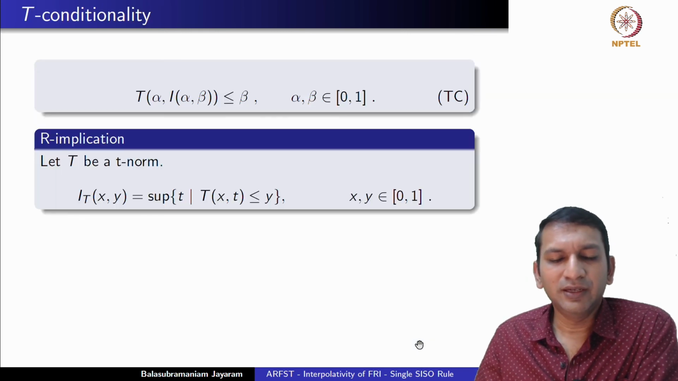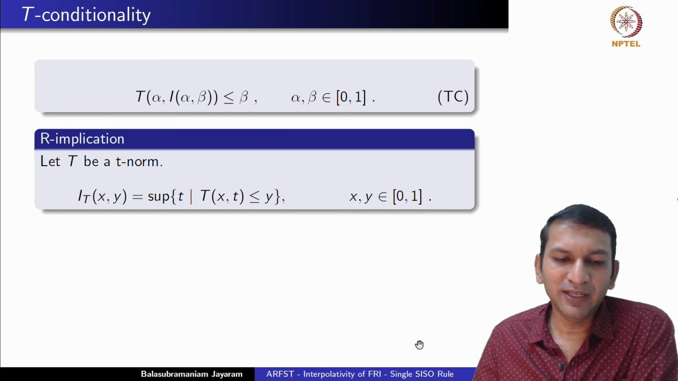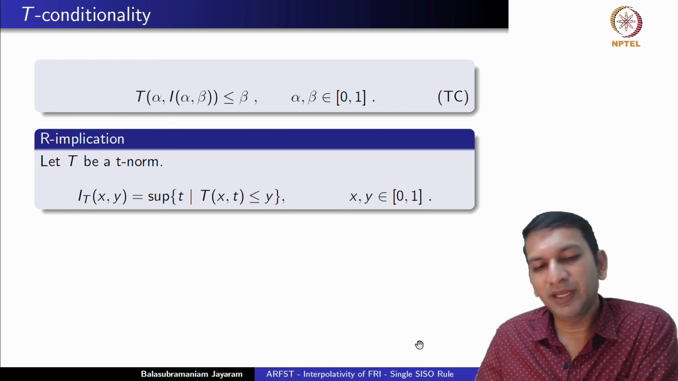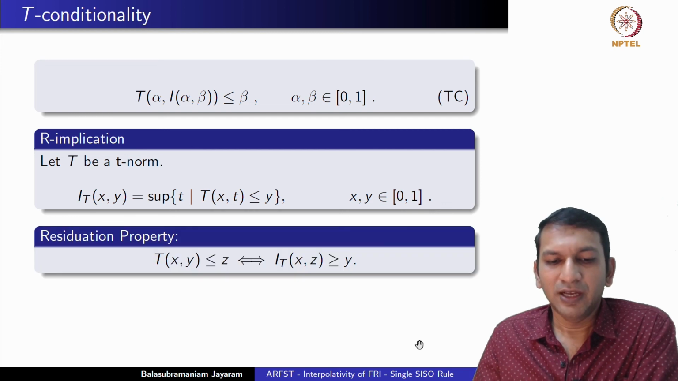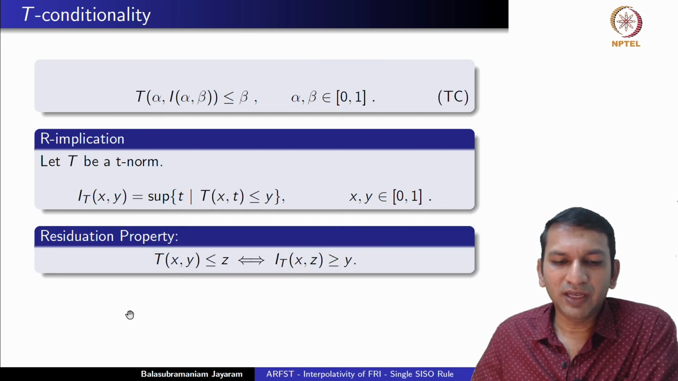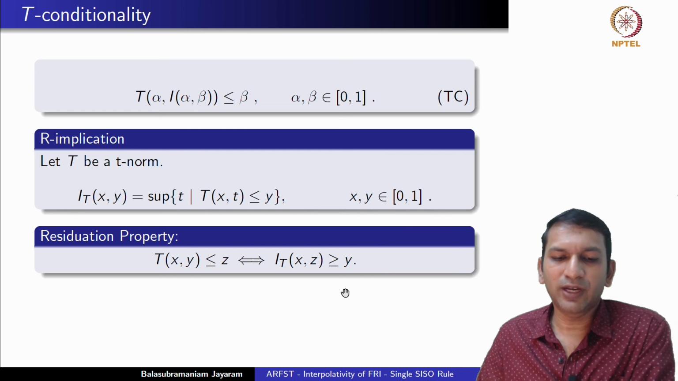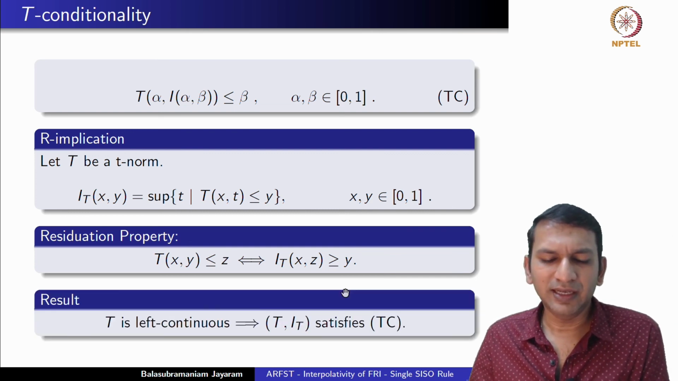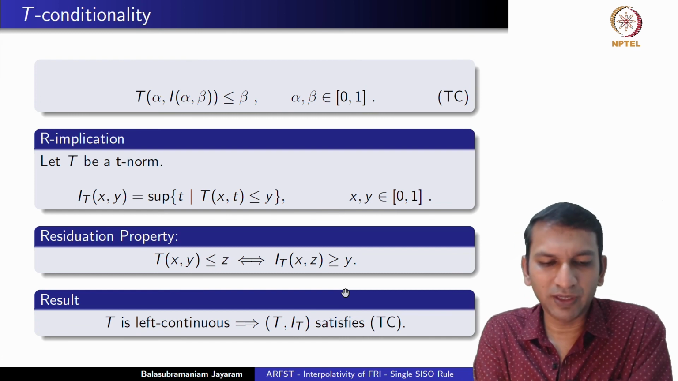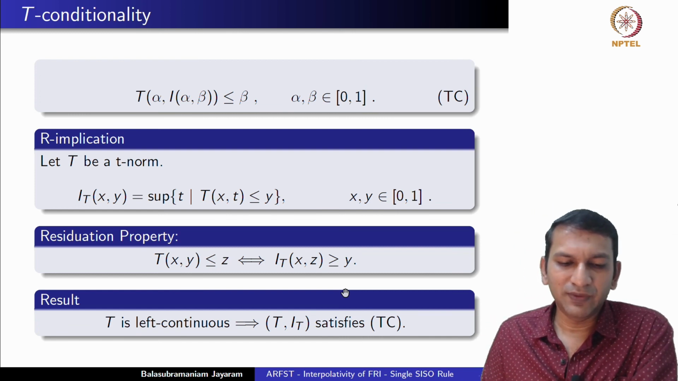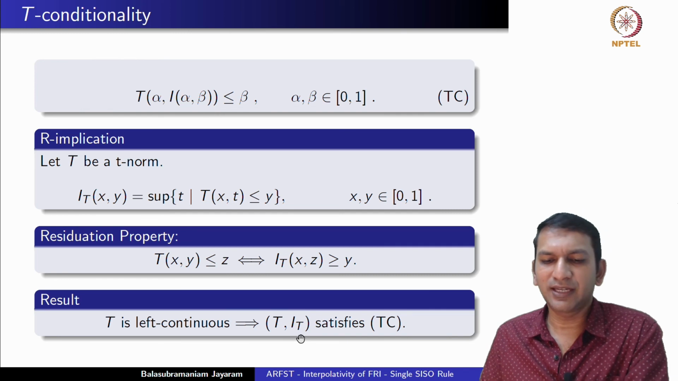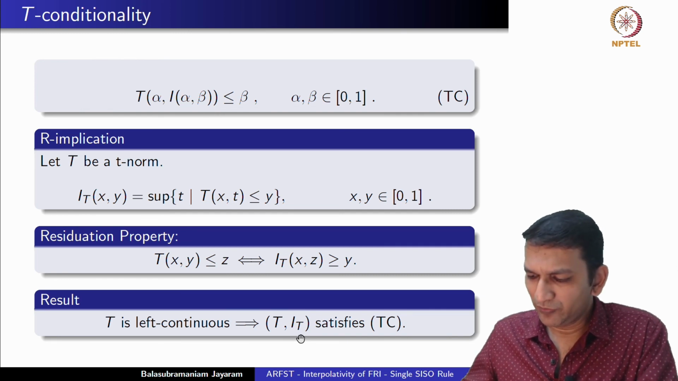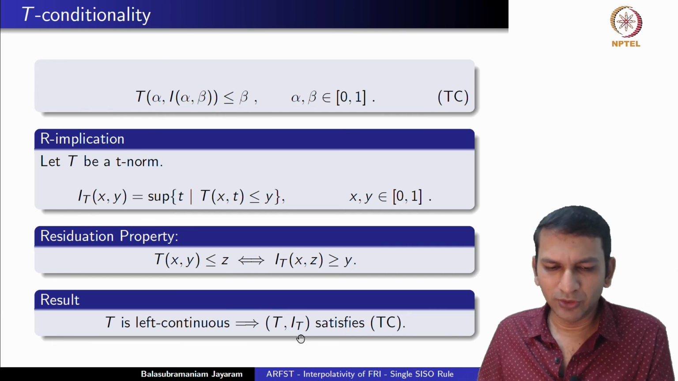So now we are interested in this particular functional inequality, which is the T-conditionality, and we are looking at the implication to be an R-implication. We know that this property, the restitution property, is satisfied by the pair T and IT. From this residuated property we easily obtain the result that whenever T is left continuous, the pair T, IT satisfies TC. Now the proof is immediate. Perhaps it's good to see that.